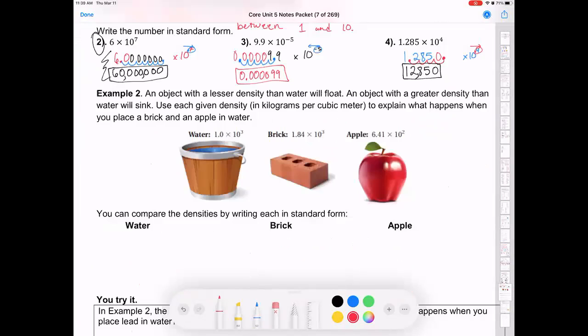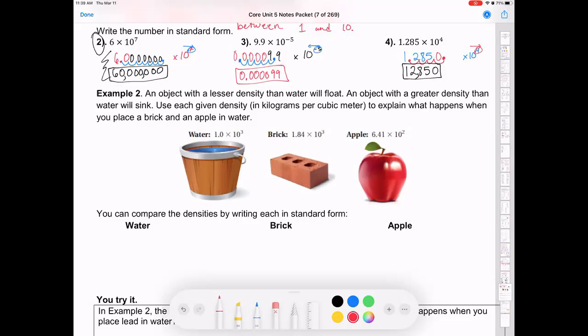All right, here we are at example 2. And on this one, we're going to be looking at densities of objects. An object with a lesser density than water will float. An object with a greater density than water will sink. And we're asked to use each given density in kilograms per cubic meter to explain what happens when you place a brick and an apple in water.